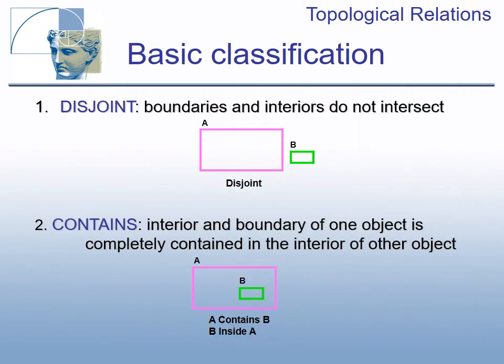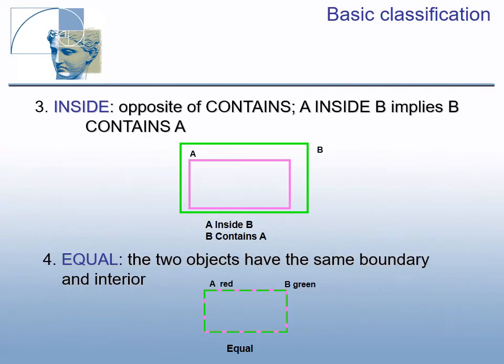Let's consider basic classification of topological relations. The first relation is disjoint, when boundaries and interior do not intersect. The second relation is contains, when interior and boundary of one object is completely contained in the interior of other object. The third relation is inside, its opposite term of contains, when A inside B implies B contains A. The fourth relation is equal, when the two objects have the same boundary and interior.